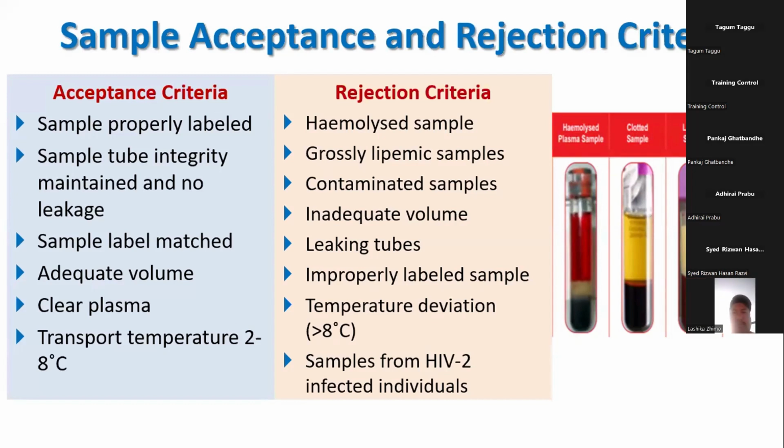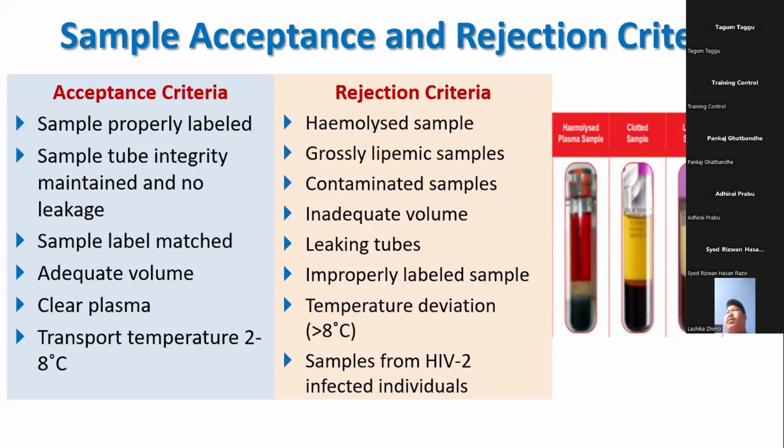If it is received at a temperature of, let's say, 15 degrees or 20 degrees, they reject the samples, inform the ART centers and request repeat samples. And the rejection criteria is hemolyzed samples or grossly lipemic samples, contaminated samples, leaked tubes, inadequate volume, improperly labeled samples, temperature deviation of more than 8 degrees, or samples from HIV-2 infected individuals.